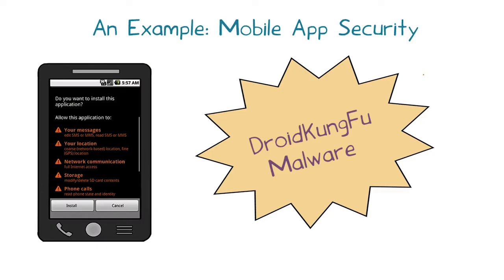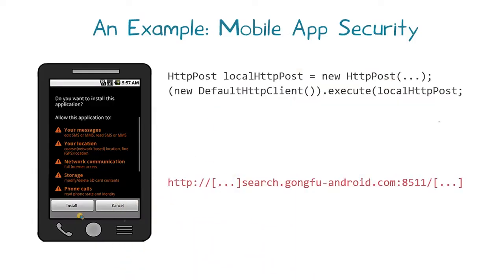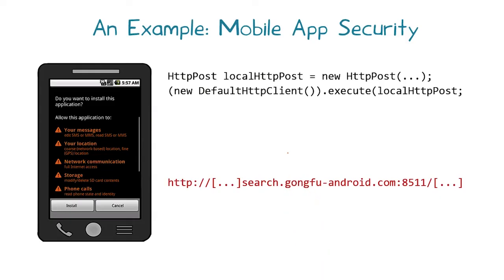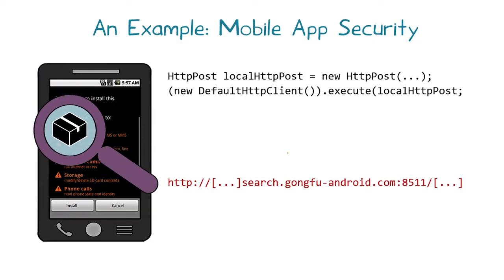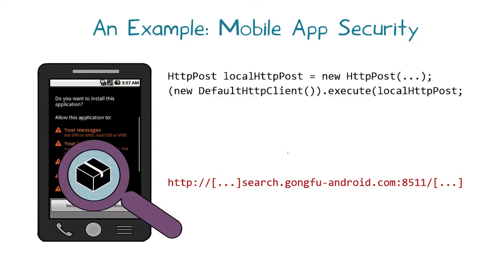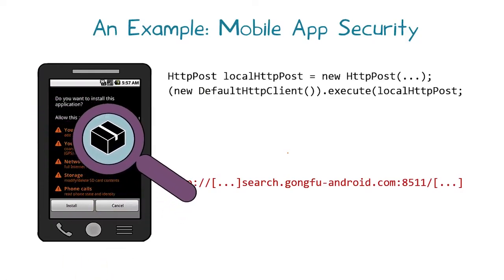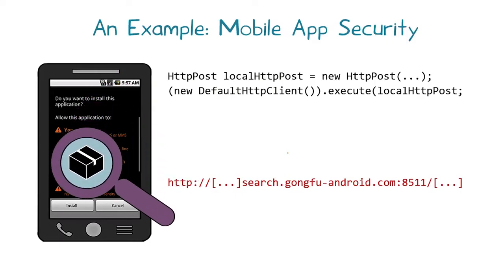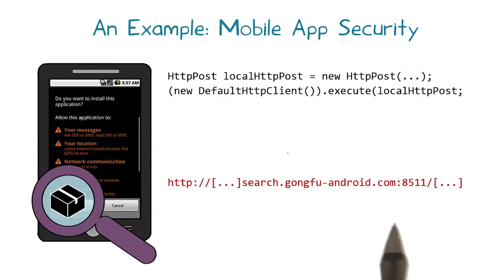Prior to installation, this app asks for the following permissions. Once installed, the app attempts to collect sensitive information from the compromised device and reports it to remote command and control servers at multiple web locations, such as this one. Black box testing would detect this malware by merely starting the app and monitoring the network activity of the phone, thereby capturing the attempt to connect to this suspicious web location.